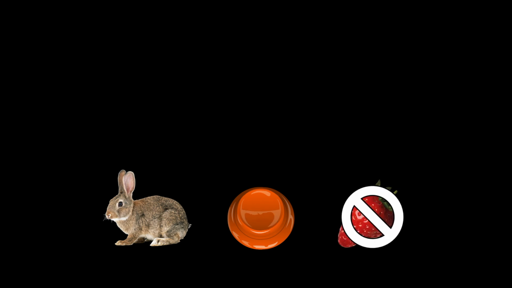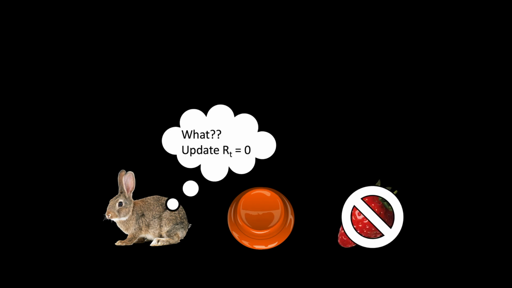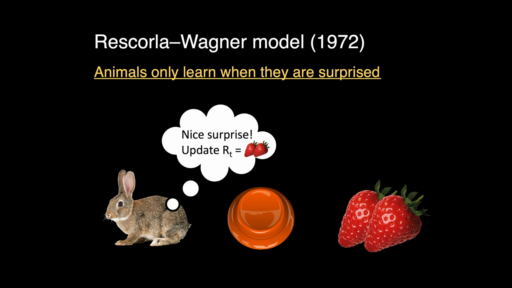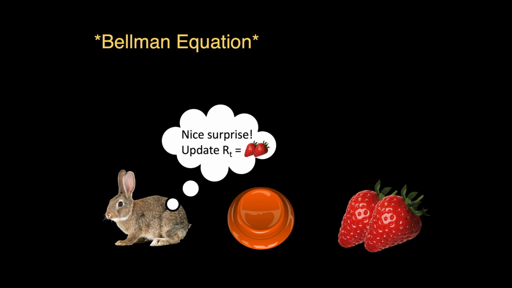Until one day, the bunny pushes the button, and there is no reward. The bunny is again surprised and updates the reward function: sometimes by pushing the button, the reward is nothing. Alternatively, if he pushes the button and he gets 2 strawberries, he would also update his reward function. And this is the idea that animals, including us, only learn when we are surprised. It is also the idea behind the Bellman equation, which we will cover shortly.